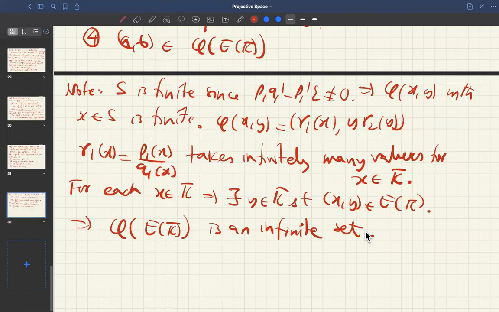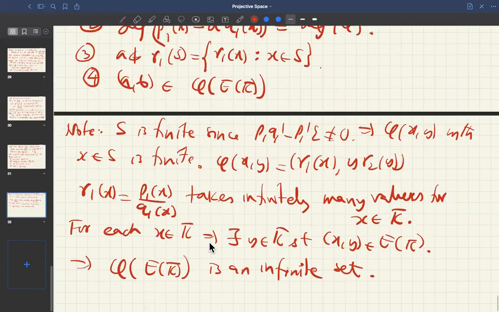I want you to understand this a little bit better. Since phi is non-constant, r1 is non-zero. So if you take this over the algebraic closure, it can take infinitely many values. And also, given x in k bar, there exists y such that xy is in ek bar. So for every r1 you can have another point that is also a point on the elliptic curve. So in particular, phi of ek bar is an infinite set.